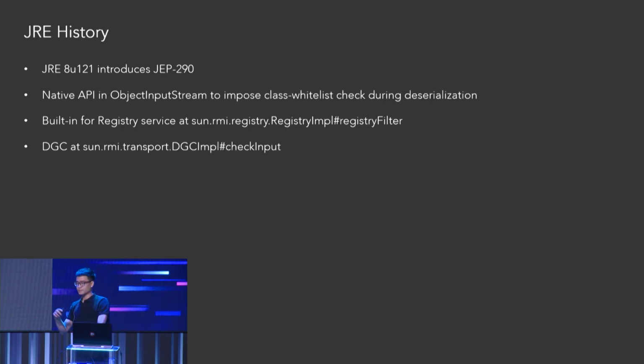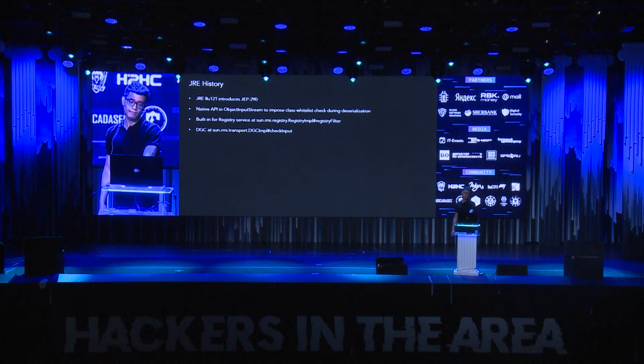So what's special about version 8u121? In 8u121, the Java runtime introduces JEP 290. This is a native API built into ObjectInputStream to impose a class whitelist check during deserialization. Meaning you can deserialize only types that are in the whitelist. Otherwise, it will reject the deserialization.